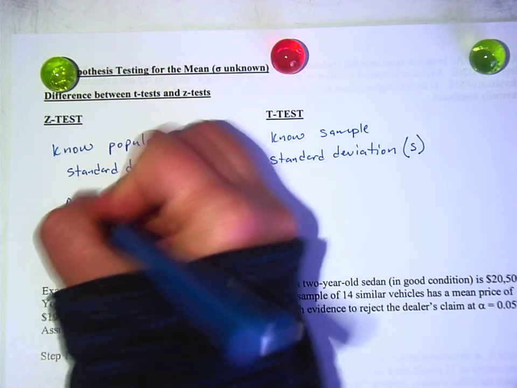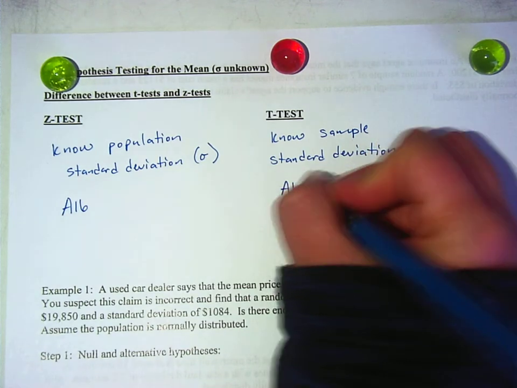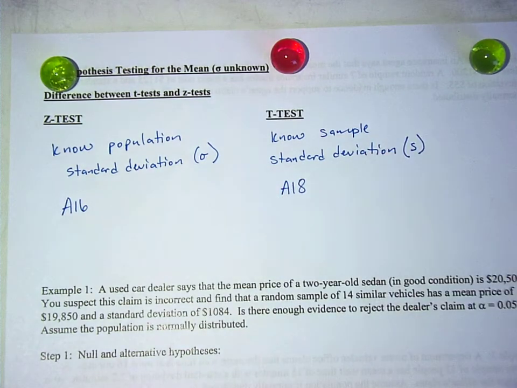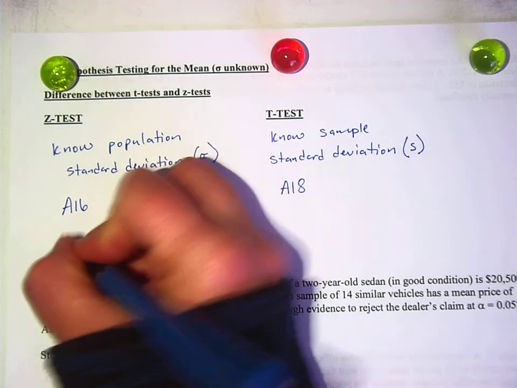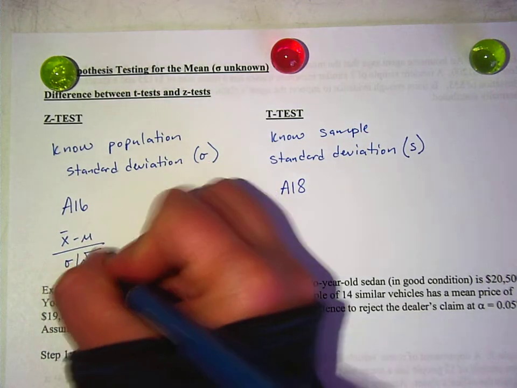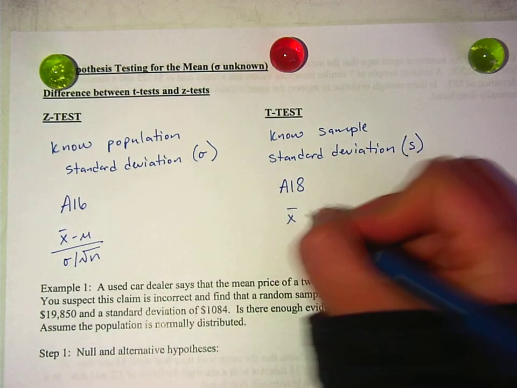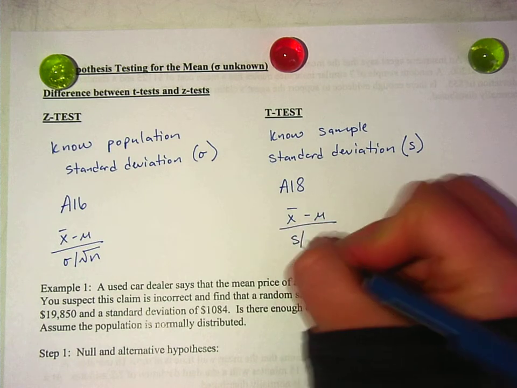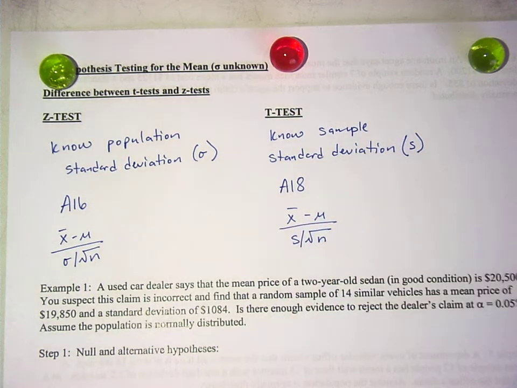This one you're going to use A16. This one you're going to use A18. And the only difference in the formulas is this one's x bar minus mu divided by sigma divided by the square root of n. And this one is x bar minus mu over s divided by the square root of n. So really, it's almost the exact same process. The only difference is the chart you're using, essentially.